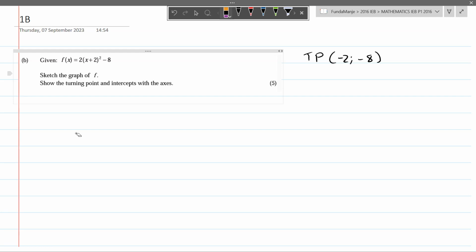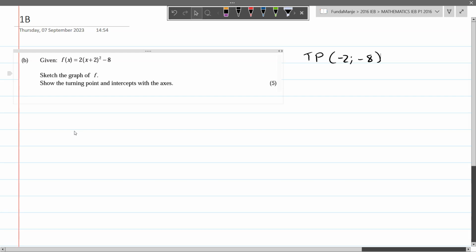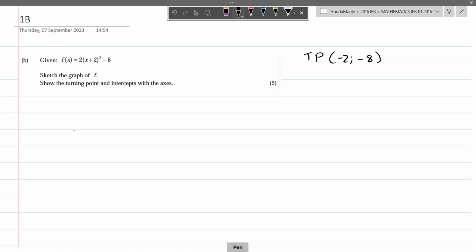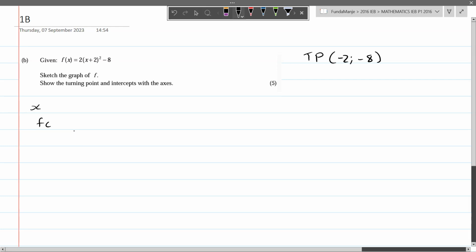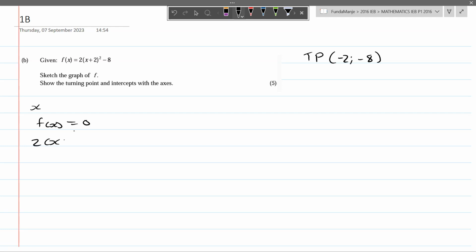Next, we need to find the intercepts with the axes. In order to find the x-intercept, first of all, we need to make y 0. So we make f of x equal to 0, then solve the equation. So we have 2(x plus 2) squared minus 8 equals 0. What we do is we take 8 to the other side, leaving us with 2(x plus 2) squared equals 8. Then we can divide through by this 2, it will cancel there. Then we have (x plus 2) squared equals 8 divided by 2, which is 4.